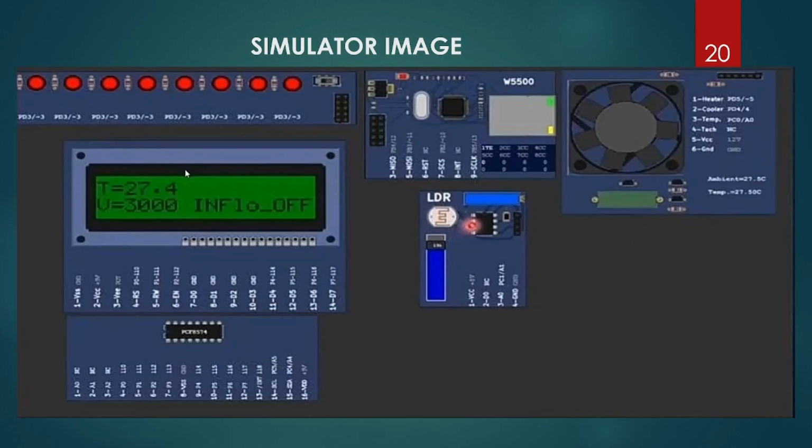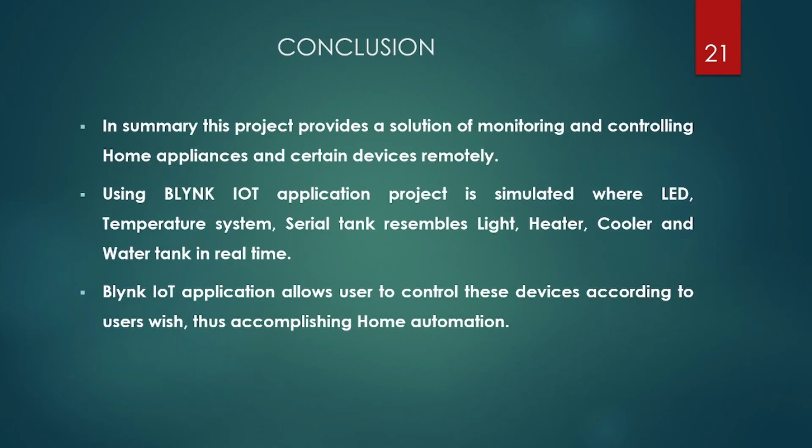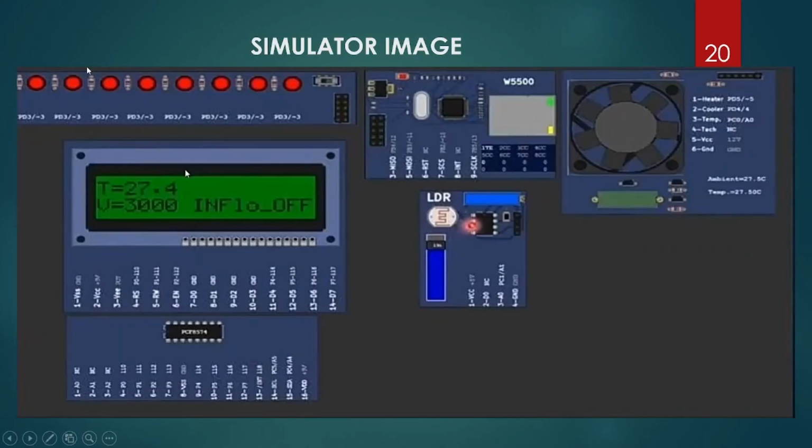So this is the final output of the project. Here, in the simulator image, you are shown the LED set, and this is the CLCD board, and this is the LDR resistor board. This is a cooler fan, and the remote sensing object is here. Using this, we have designed a project which we will show in the further video.